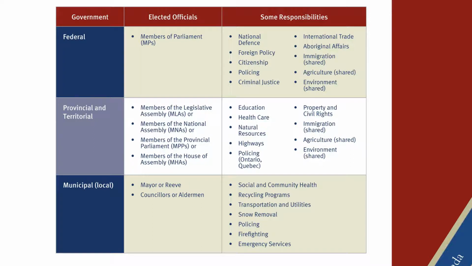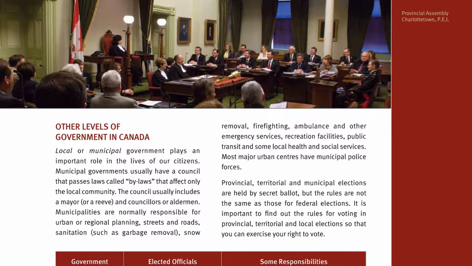At the municipal or local government level, the elected officials are called councillors or aldermen, and the senior elected official is called a mayor or reeve. Some responsibilities at this level of government include social and community health, recycling programs, transportation and utilities, snow removal, policing, firefighting, emergency services. Caption: Image of the Provincial Assembly in Charlottetown, Prince Edward Island.